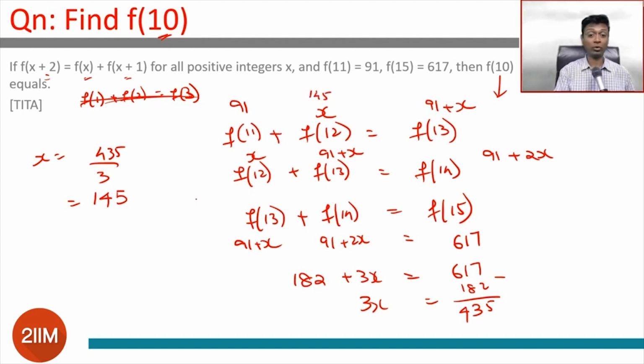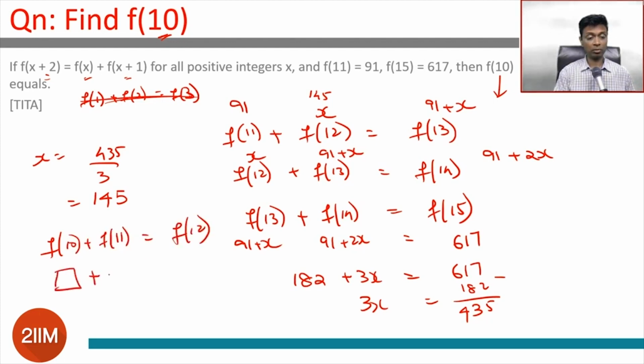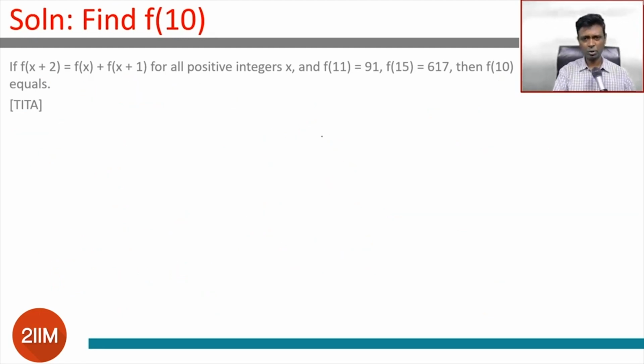We need to find f of 10. f of 10 plus f of 11 is f of 12. So this number plus 91 equals 145, or this number is 145 minus 91, which is 54. f of 10 should be 54. We'll do a very quick check. f of 10 is 54 plus 91 is 145.